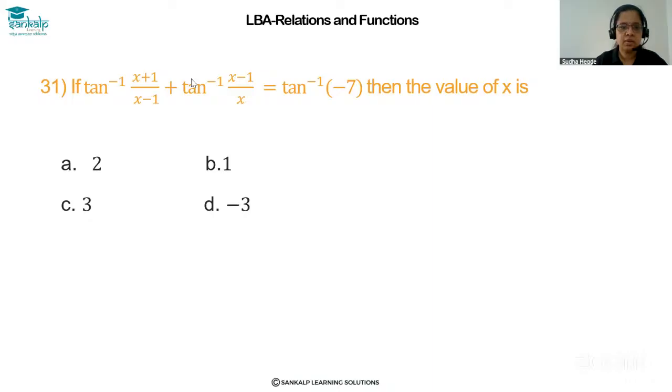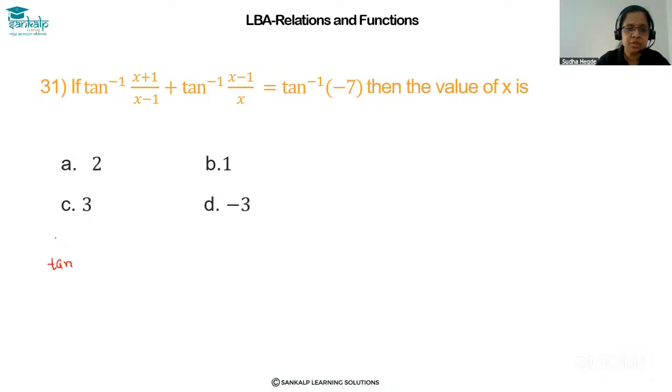Hi students, the question is, if tan inverse of (x plus 1) divided by (x minus 1) plus tan inverse of (x minus 1) divided by x is equal to tan inverse of minus 7, then you have to find the value of x. Option A 2, option B 1, option C 3, option D minus 3. Okay. So what is given?